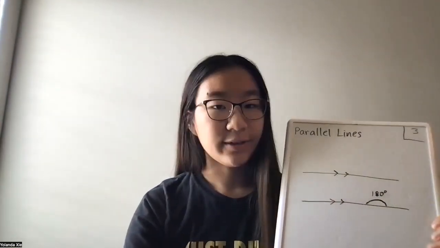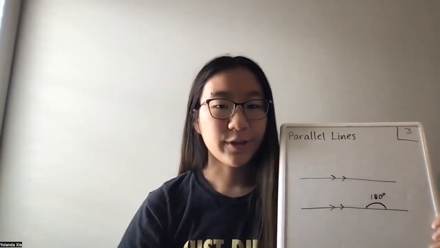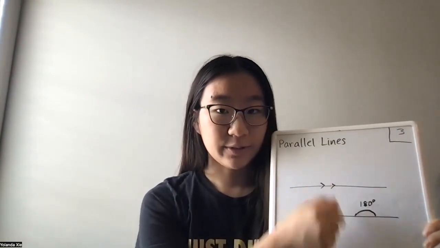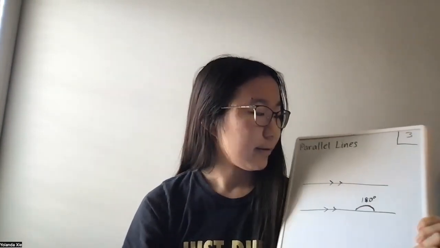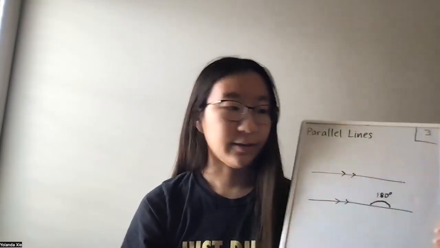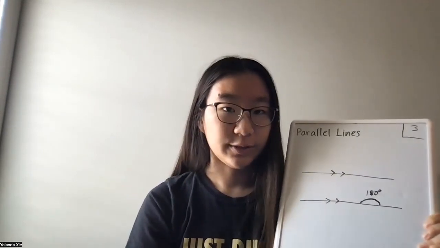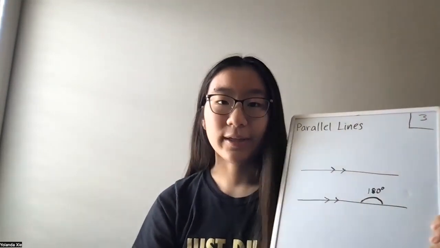So first, to cover some basics, parallel lines are just two lines that will never touch no matter how far they go. They will always keep the same distance between them, and that is because these lines have the same slope. And one way you can tell that lines are parallel is if they have these notches right here. If they have the same number of notches, then those lines are parallel.